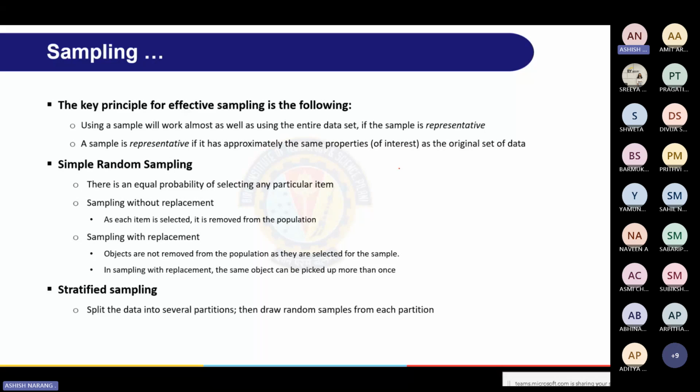So you can do simple random sampling with equal probability of selecting any particular attribute, right? Where you do sampling without replacement and sampling with replacement. The moment you select an object, you remove it from the population, that is without replacement. With replacement, they are not removed from the population, and the object can be picked up more than once, right? That's what it is.